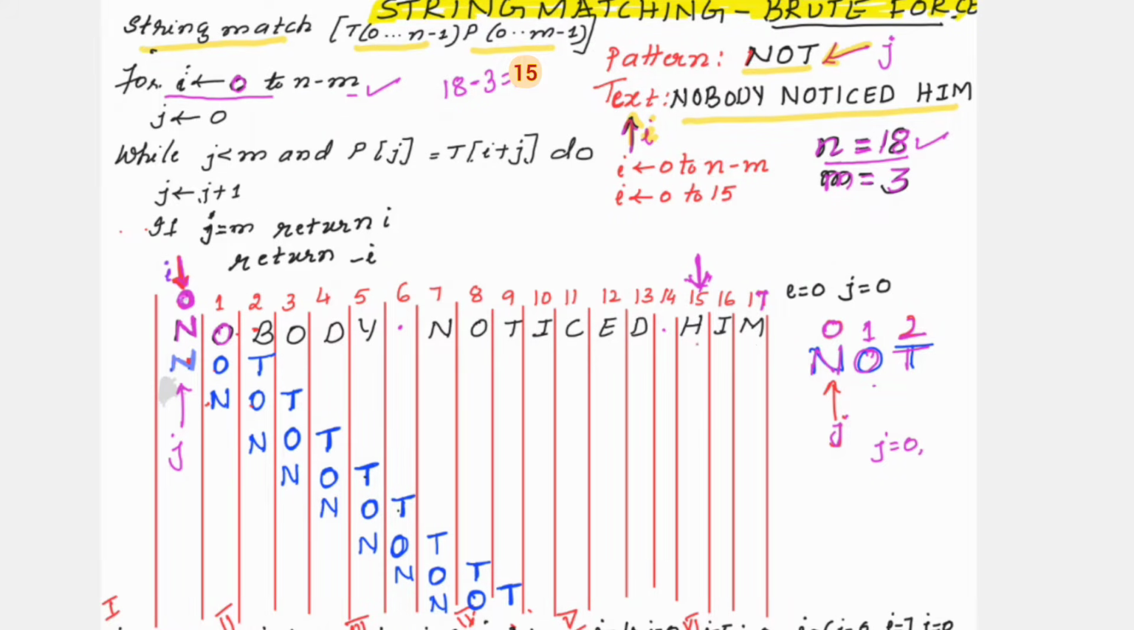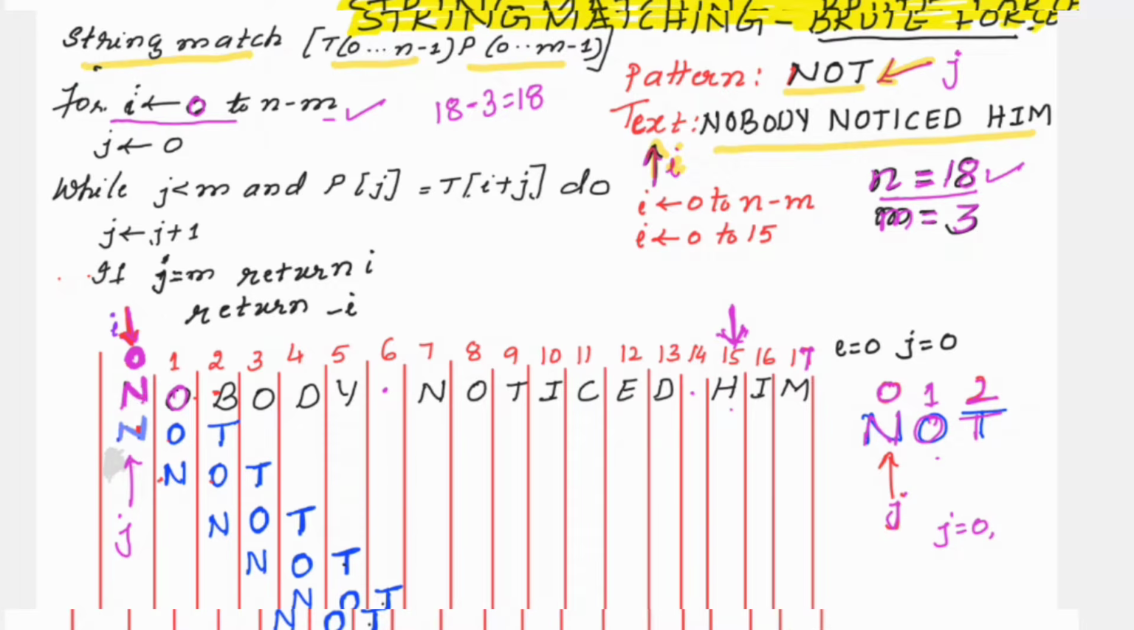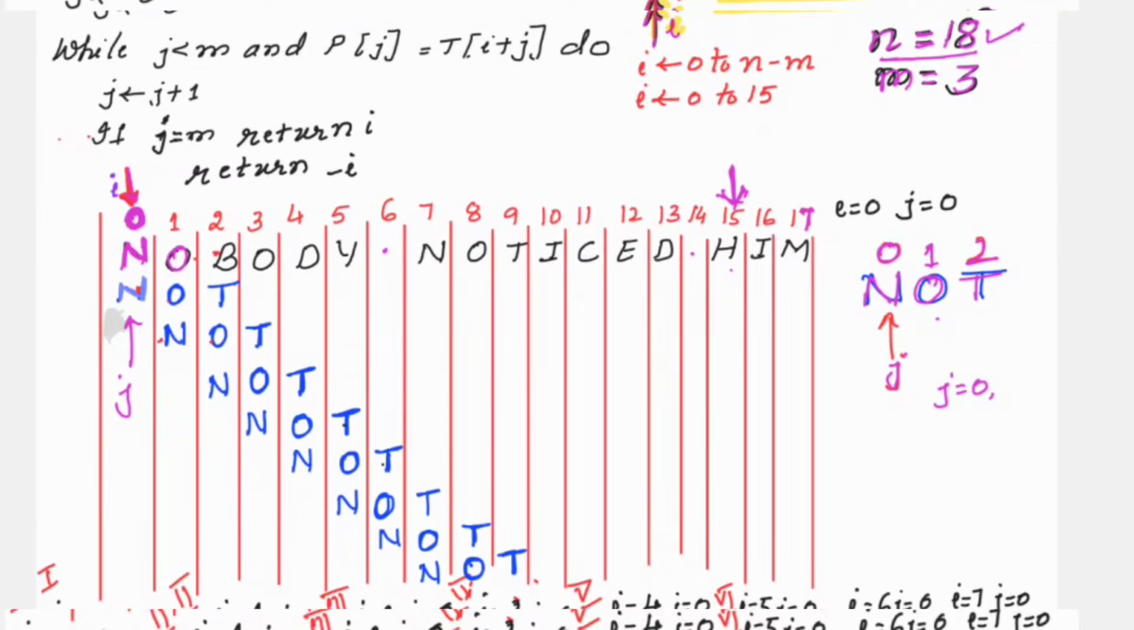Let us start tracing this pseudocode. Now the i value is 0. i is pointing to the first letter of the text, i equal to 0. Here I am just showing the complete tracing also. The very first thing is, you place the pattern immediately below the text. Since your pattern has only 3 letters, you place it like this, NOT. The first letter of the pattern is j equal to 0. So j equal to 0 and i equal to 0.